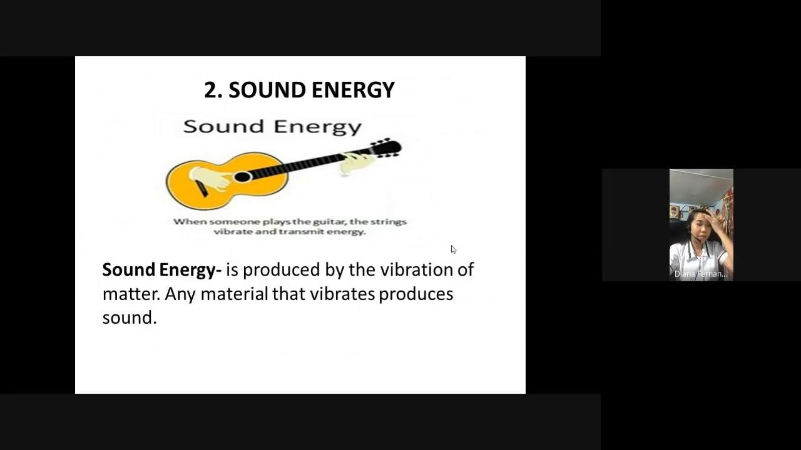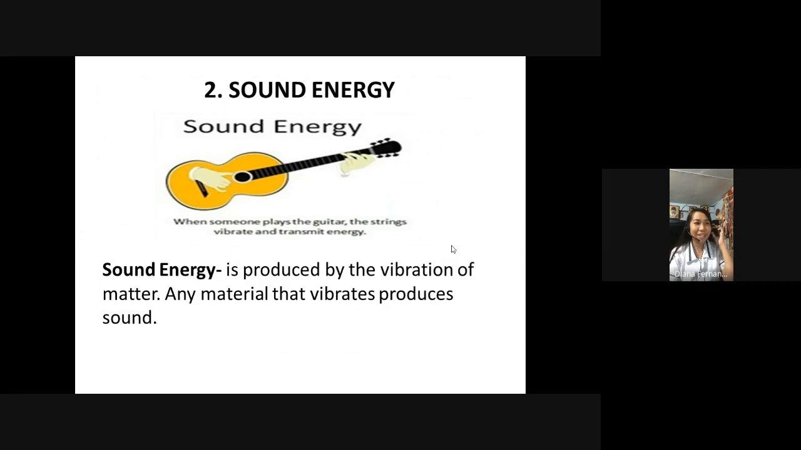Okay. So, who can read about sound energy? Okay, Gian. Sound energy is produced by a... by the vibrations of matter. Any material that vibrates produces sound.